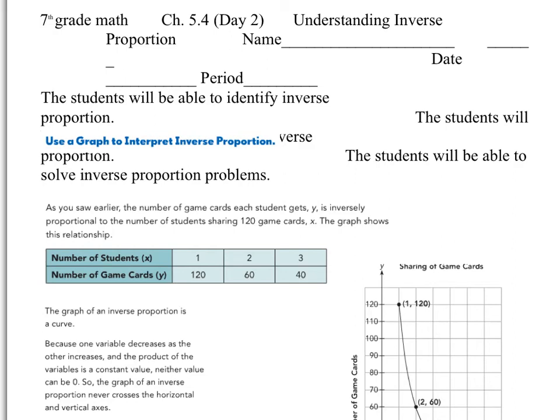All right, so Chapter 5, Section 4, Day 2, Understanding Inverse Proportion. You'll be able to identify inverse proportion and solve problems using inverse proportions. As you saw earlier, the number of game cards each student gets, Y, is inversely proportional to the number of students sharing 120 game cards, X. The graph shows this relationship.